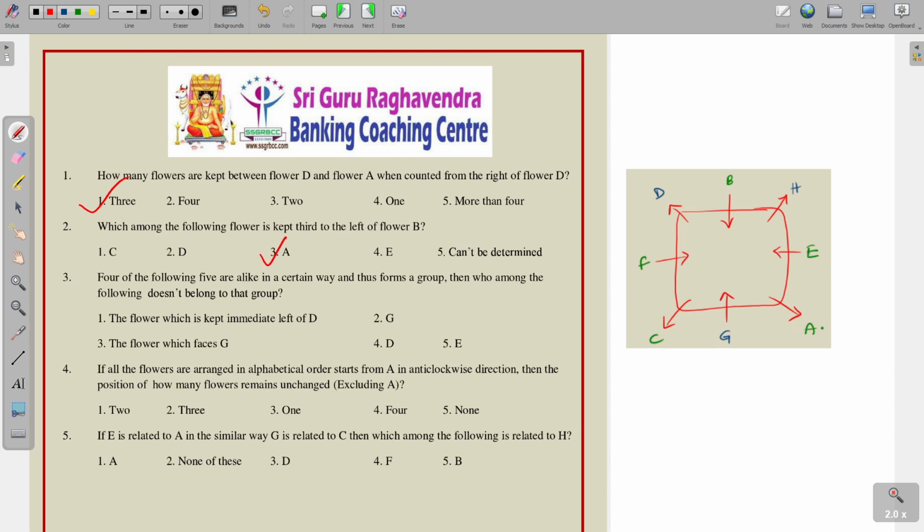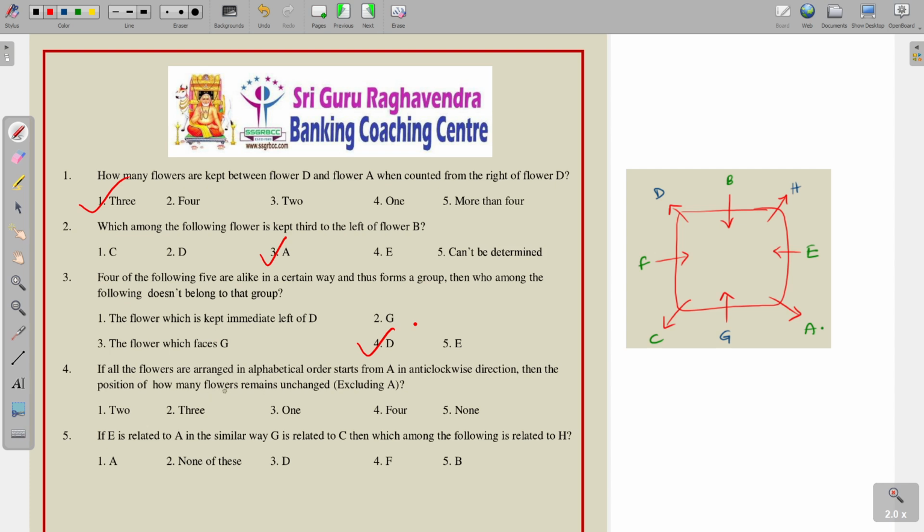Question number 3. Which among the following doesn't belong to the group? So we need to find the odd one out. The flower which is kept immediate left of D, that is F. F is sitting in the middle. G is also in the middle. The flower which faces D is also in the middle, and D is at a corner and E faces the middle. So D is the odd one out. Question number 4. All the flowers are arranged in alphabetical order starting from A in anti-clockwise direction. Then how many positions?